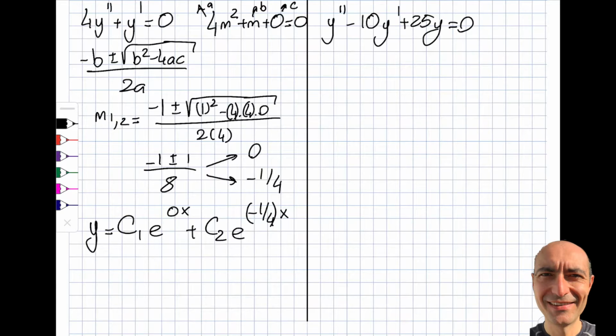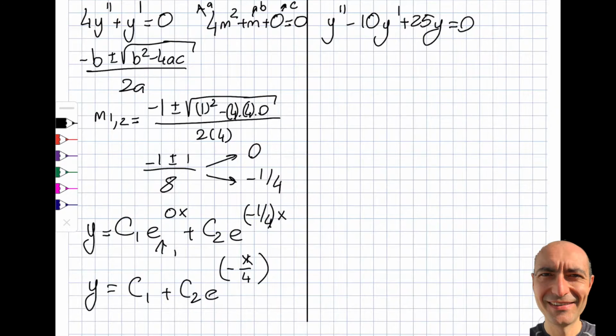Just like this. Okay? So what is this? This is 1. So I get y is equal to c1 plus c2 e to the minus x by 4, right? That's better. So that will do it for this particular question. Okay, let's go ahead and analyze this particular question.